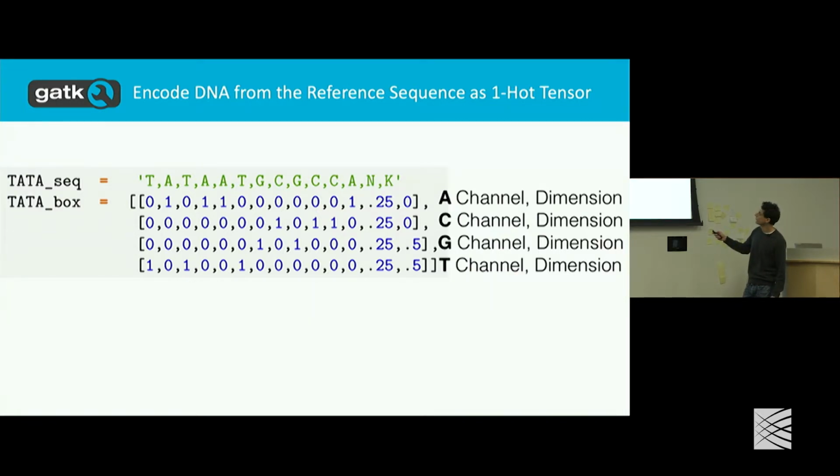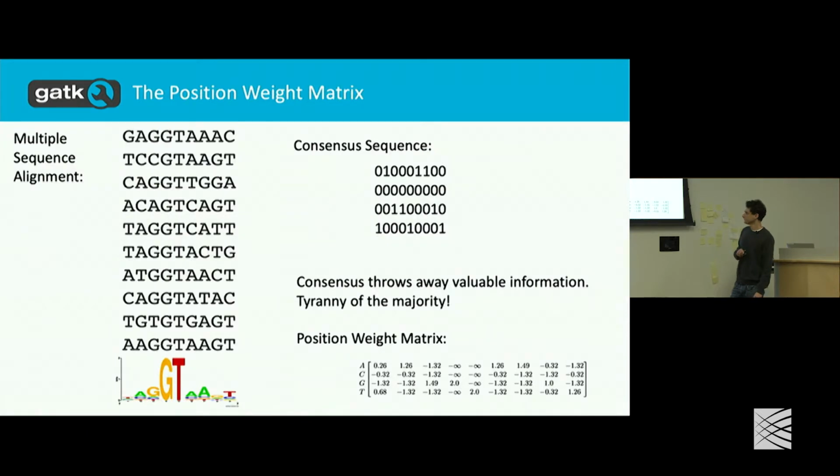The last thing to point out is we can encode ambiguity as well. So if we have an N, which could be any base, that's just quarters down. Or if it could be a G or a T, but it's not an A or a C, we can encode that in this representation. Now we want to operate on that thing. We've figured out how to encode the reference. How do we do some operations on that?